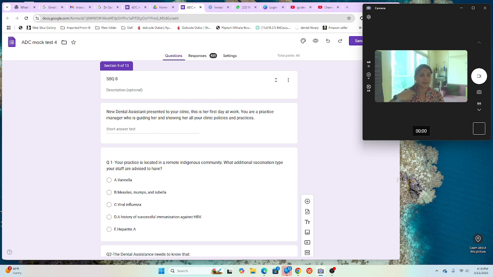For all the new candidates, I'm discussing one of the past questions of the Australian Dental Council Part 1 written exam. This is exactly how your question paper is going to look in the exam. And you have to know the answers if you want to clear the exam, of course. So yeah, let's start without much ado.